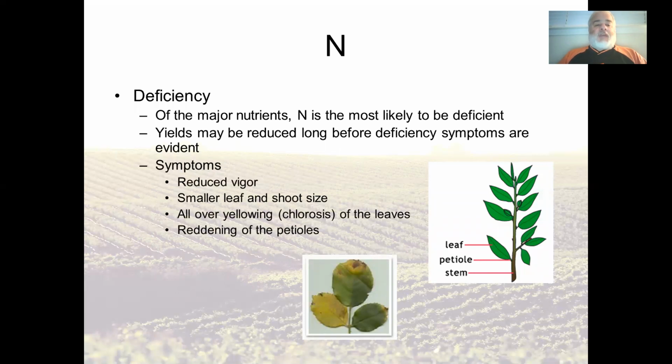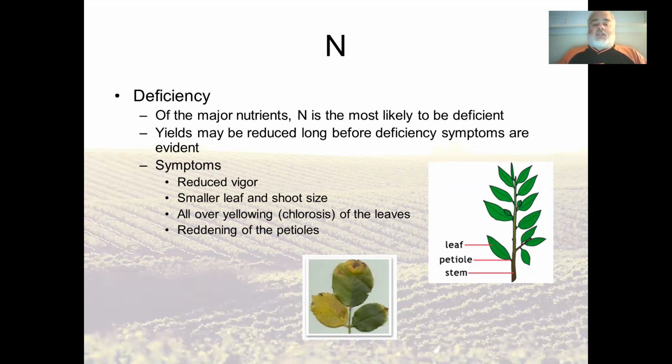Deficiency symptoms of nitrogen. Of all the major nutrients, nitrogen is the most likely to be deficient, and you can get dramatic reduction in yields. You can have stunted plants, yellowing, less vigorous plants, all kinds of different symptoms. If they're under stress, the petioles of grapes tend to turn reddish color. That is one of the stress responses that grapes have. Not all plants do this.